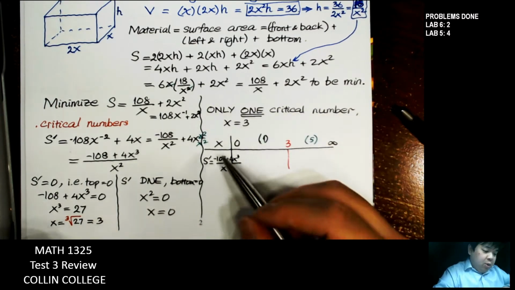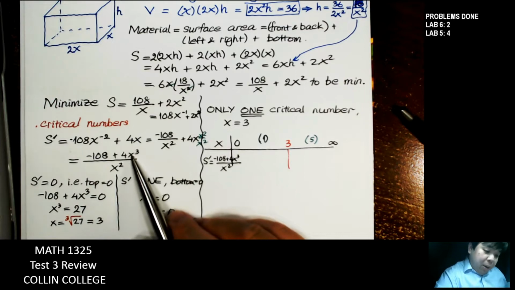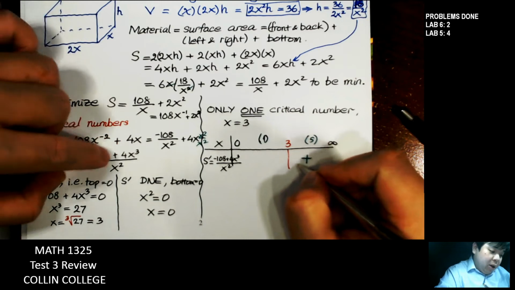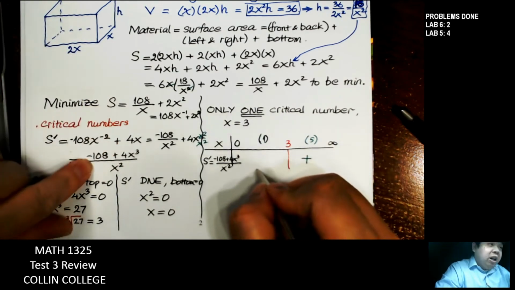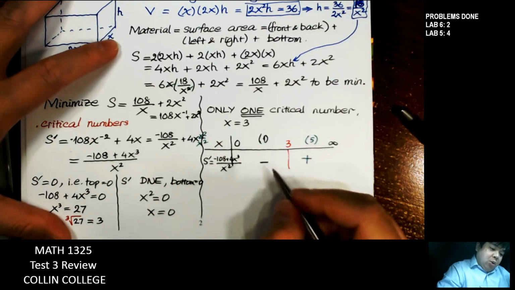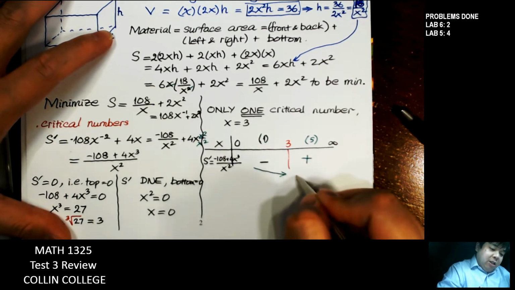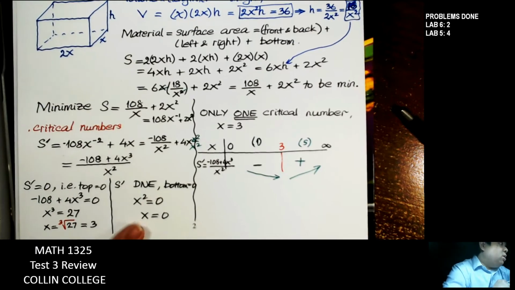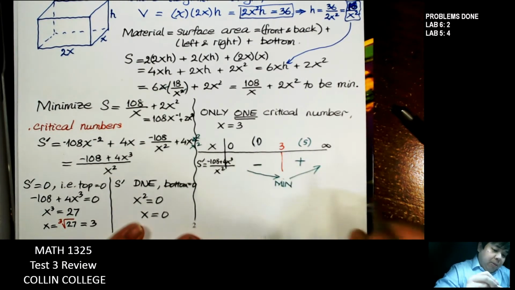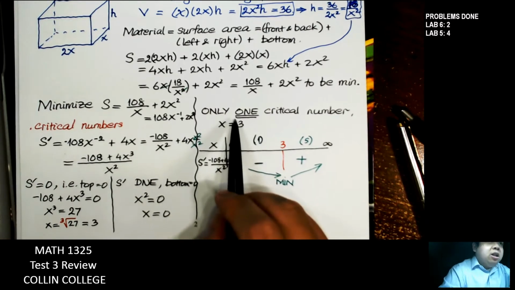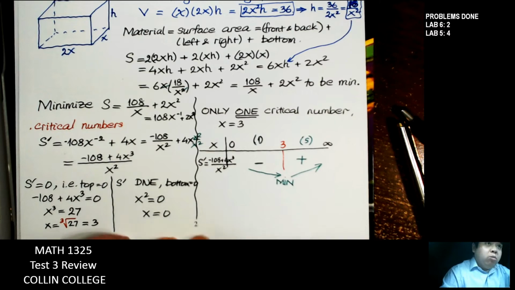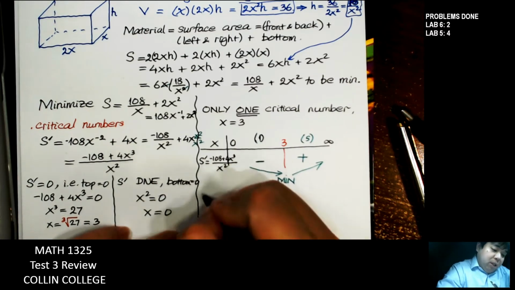Next, we'll do the test point. I pick a point here, and do different colors, a point here and a point there. So this is the derivative. If I pick a very big number in it, it's going to be positive. If I pick a small number, the negative 108 is going to be bigger, so it's going to be negative. So the graph will go like this, which confirms this is the minimum.